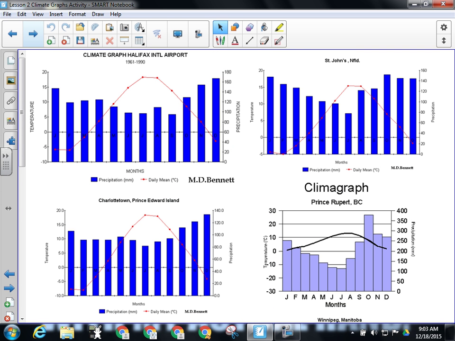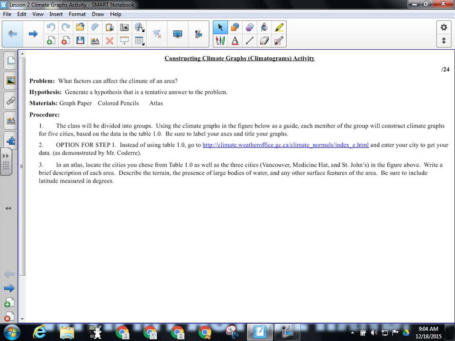Okay, it's these same ones. All right, so we've got them: this is for Halifax, this is for St. John's, Prince Rupert, Charlottetown, all those kinds of things. So they're all in there. All right, so you're going to get together in groups.